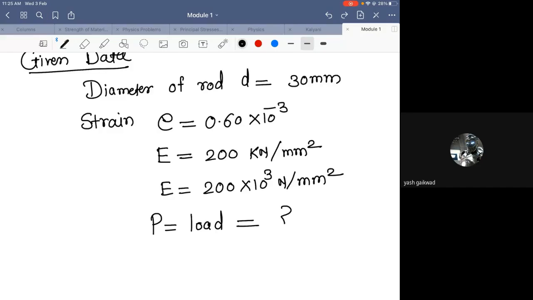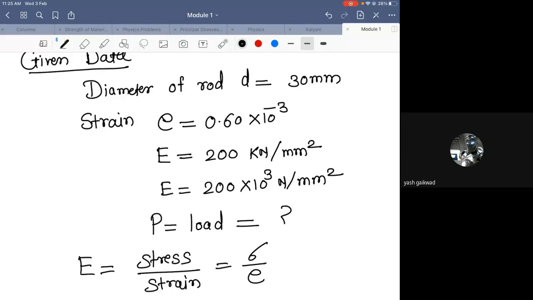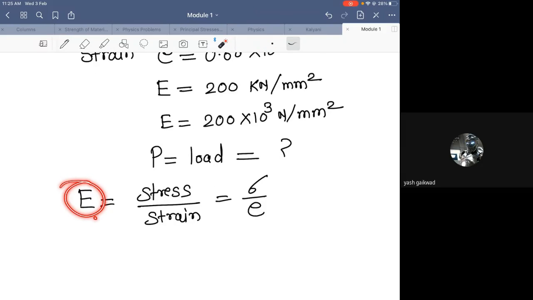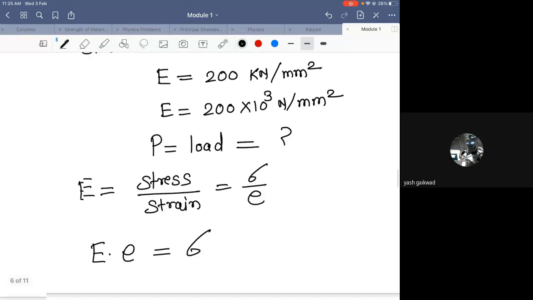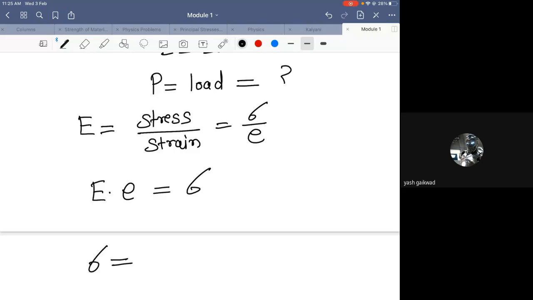Young's modulus formula. Correct. Very good. I will use the formula of Young's modulus. E is given. And what is the formula of E? Young's modulus is equal to stress divided by strain, sigma divided by small e. Here both the values are known to me. Capital E is given and small e is given. I can calculate the stress developed in the material of the rod. So from this formula, small e into capital E is equal to sigma.